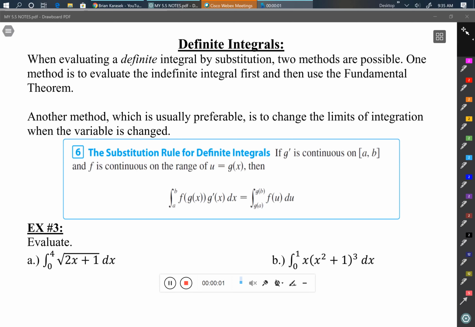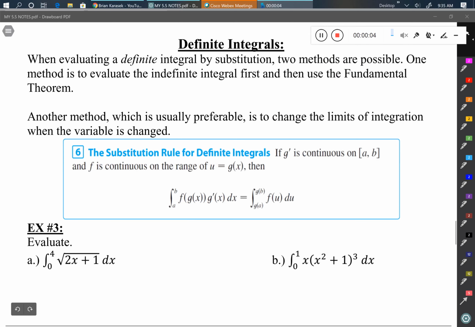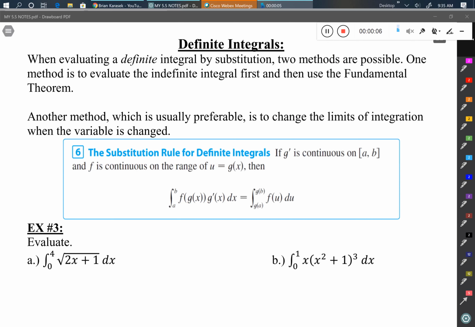All right, so this is going to be 5.5 part 3. We're going to take a look at using that substitution technique that we were doing earlier to find the value of a definite integral. Remember, definite integrals are these guys right here with limits of integration where the answer is going to be a number.